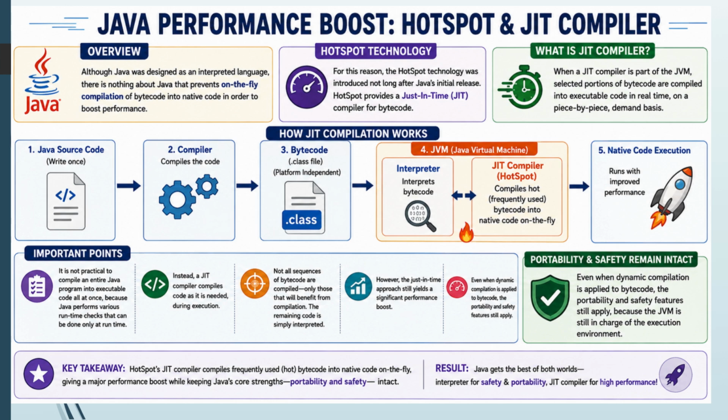Key takeaway. HotSpot's JIT compiler compiles frequently used, hot, bytecode into native code on the fly, giving a major performance boost while keeping Java's core strengths, portability and safety, intact. Result: Java gets the best of both worlds, interpreter for safety and portability, JIT compiler for high performance.